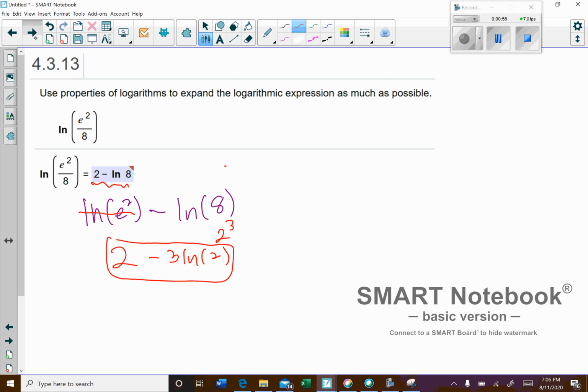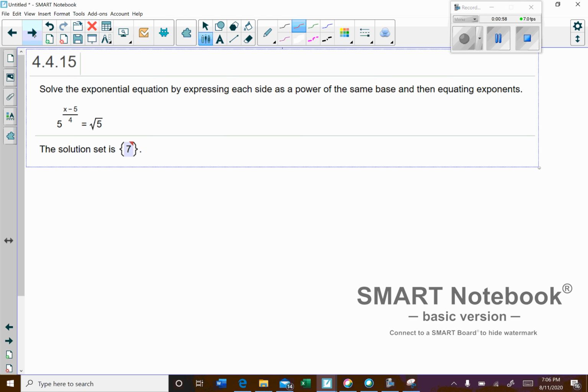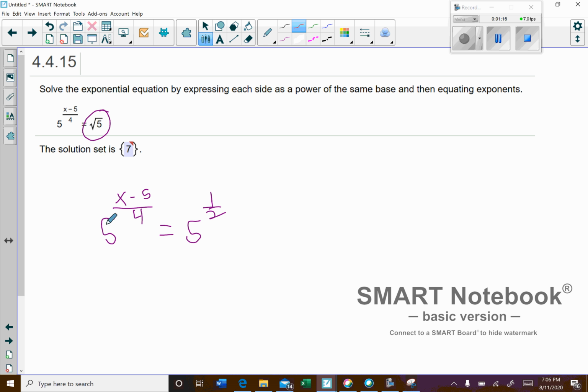Let's see the next one. Okay, let's go ahead and look at this. So what we're going to do here is the square root of 5 is the same thing as, let's see, so we have 5 to the x minus 5 over 4. That's the same thing as having 5 to the power of 1/2. Then we use the 1-to-1 property, which basically states if the bases are the same, you can cross them out and then just set the exponents equal to each other.